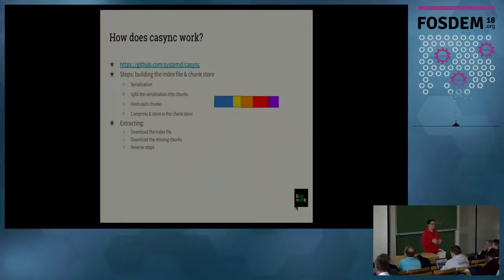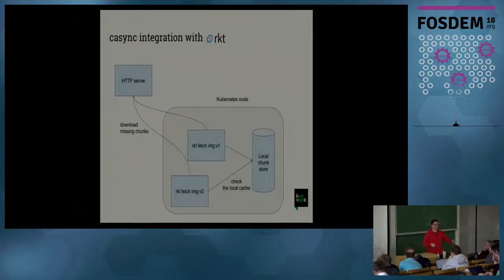So what's the full process for using CAsync? First, when you have the container image and you want to use CAsync, you need to serialize the data. You can do that either on the tarball or directly on the directories and files. When you have all your container image serialized, you split it into chunks of variable size, and then CAsync will hash each chunk, and they will be put in a content-addressable storage. And then each chunk will be compressed, so they can be downloaded individually. When the container runtime has to download the container image, it will use an index file to know which chunks to download, and it will do basically the same process but in reverse.